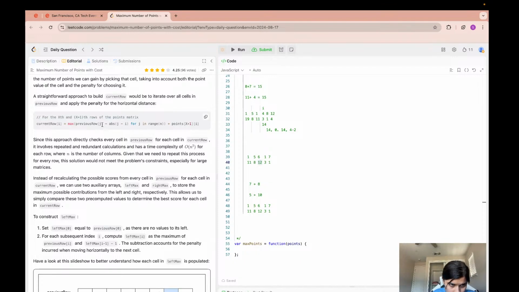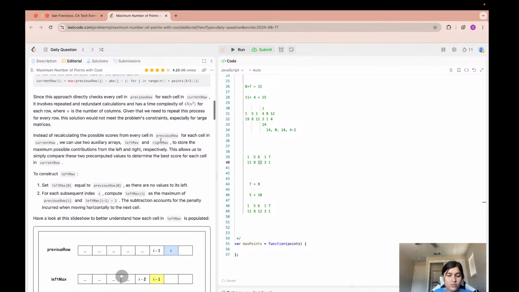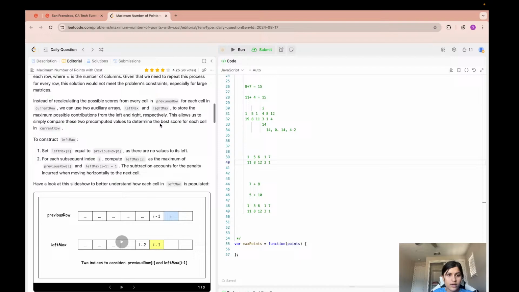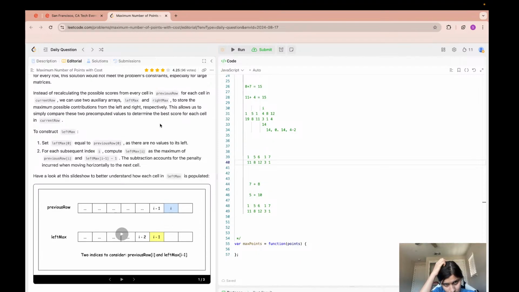Previous row j minus... since this approach checks every cell in the previous row for each cell in the current row. Yeah, for each cell in the current row, it checks everything, right? Given that we need to repeat this process, the solution would not meet the problem constraints. So instead of recalculating possible scores from every cell in the previous row for each cell in the current row, we can use left max.